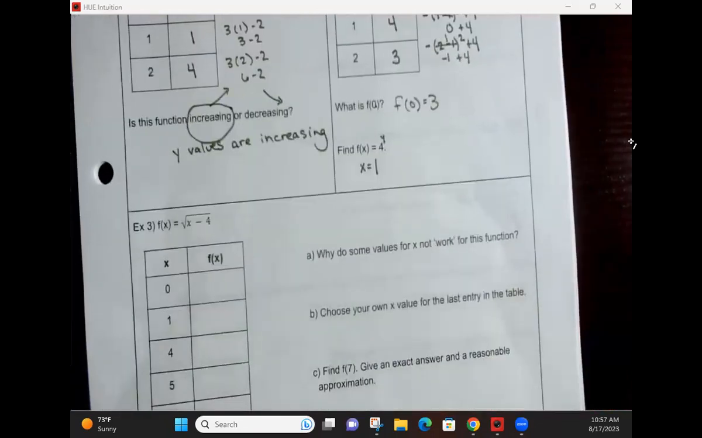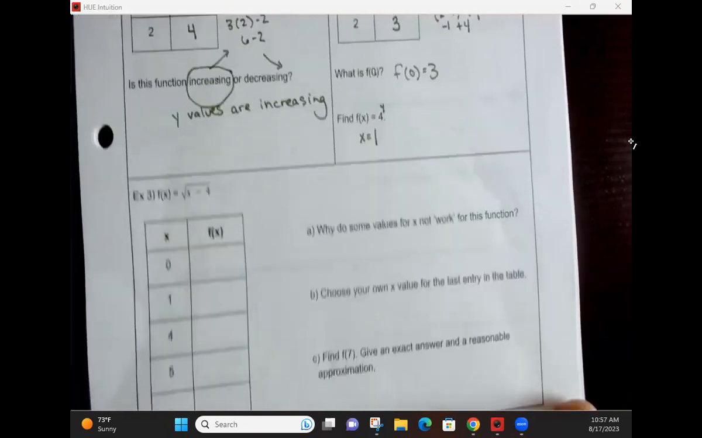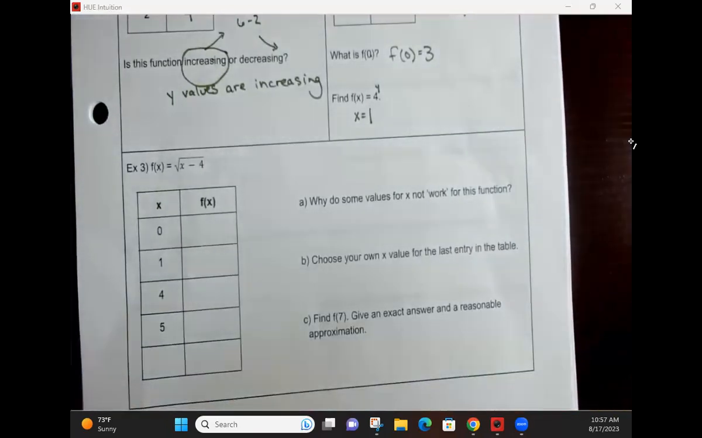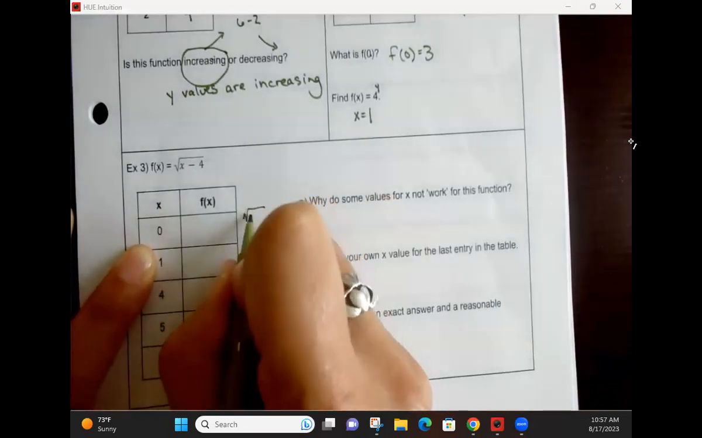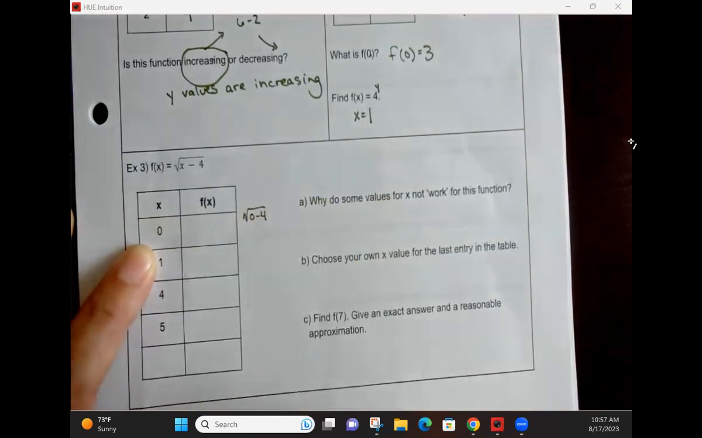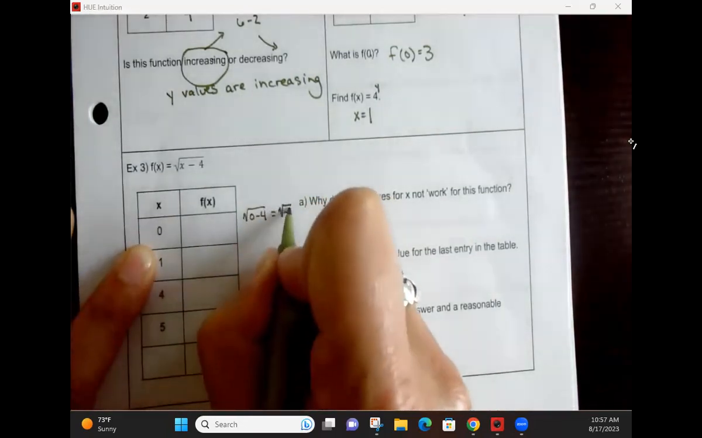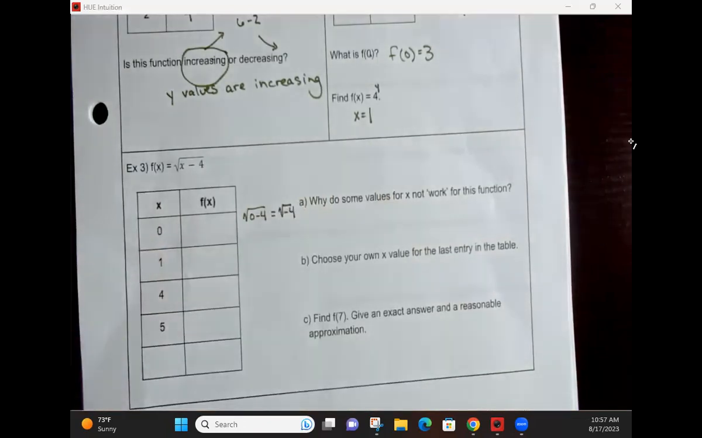Okay, let's take a look at example 3. Example 3, we've got another function here, and I filled out most of the x values for you this time. Let's go ahead and plug in what we've got already. So if I plug in x equals 0, that would be the square root of 0 minus 4. So I have the square root of -4. We talked about square roots of negatives yesterday. Not real, right? This is going to be something that is not real. I don't know what it is right now, but I know it's not going to be something that I could plot for a graph.